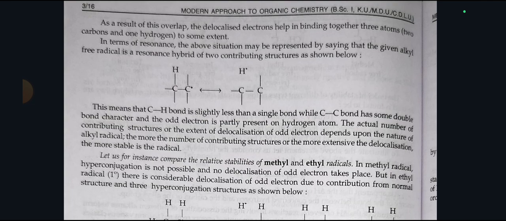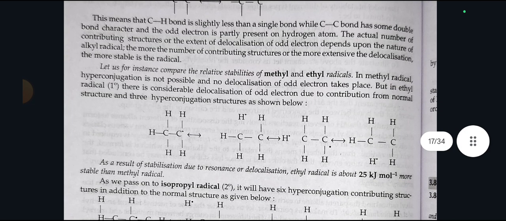CH dot, C plus H dot. This means that the CH bond is slightly less than a single bond, while the CC bond has some double bond character and the odd electron is partially present on the hydrogen atom. The actual number of contributing structures, or the extent of delocalization of odd electrons, depends upon the nature of the alkyl radical. The more the number of contributing structures, or the more extensive the delocalization, the more stable is the radical.